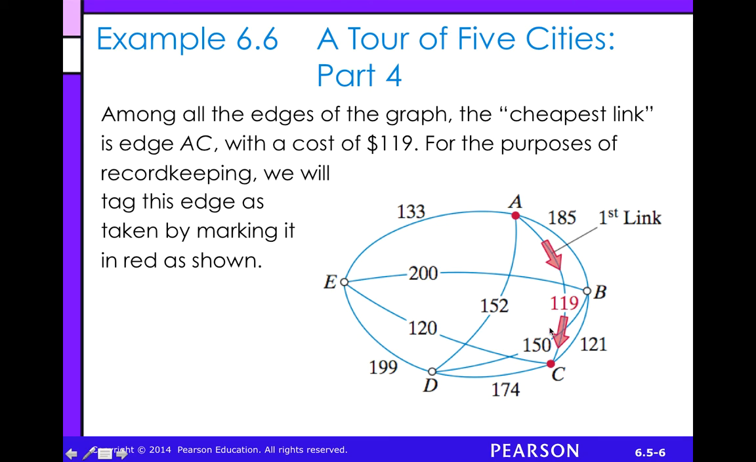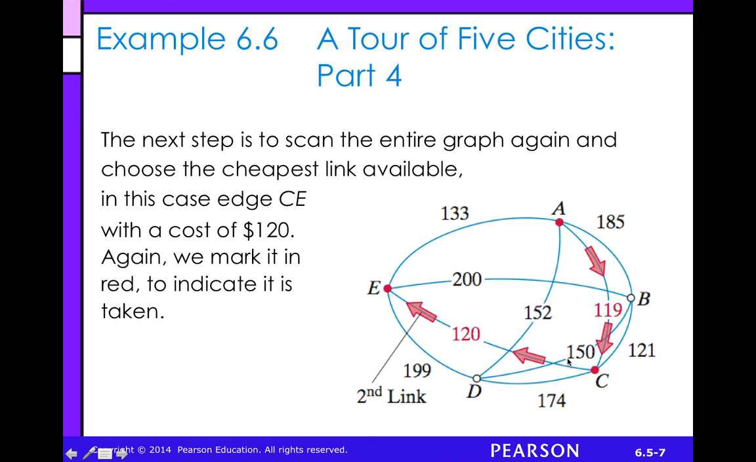Okay, now we take a step back and we say, what's the next cheapest edge? Well, the next cheapest edge is this 120. So we're going to highlight that too. So again, this is following our cheapest link path here, or excuse me, our nearest neighbor path. That's okay. Now we take a step back and we say, well, what's the next cheapest edge? The next cheapest edge is this 120. Sorry, this 121 right here.